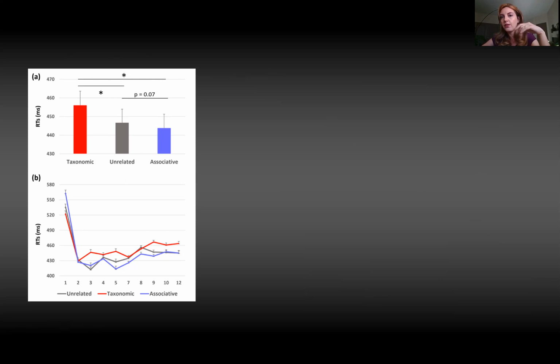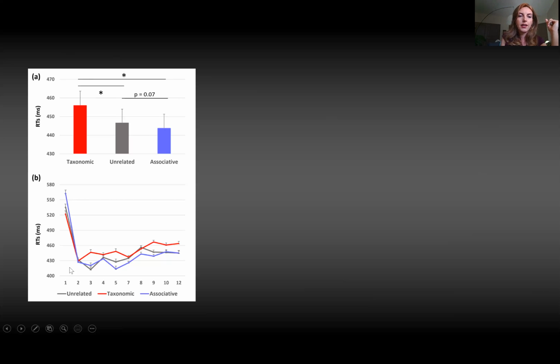We always analyze the data with 2 measures. Here we have multi-level models and non-parametric tests, and the results converge. What you see here is that we replicate the canonical effect of taxonomic interference compared to the unrelated block. The effect is significant, but interestingly, you do not see the same effect for associations. If anything, the direction of the effect is the opposite and it's marginal. When you look at taxonomic effects and compare them directly to the associative or the thematic blocks, they are statistically significantly different from one another.